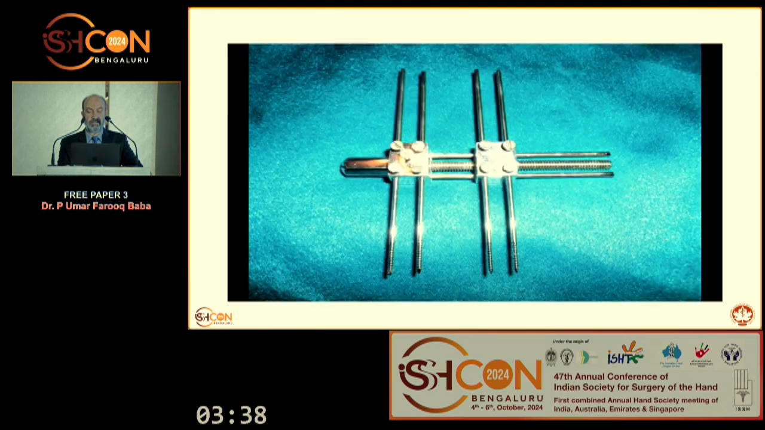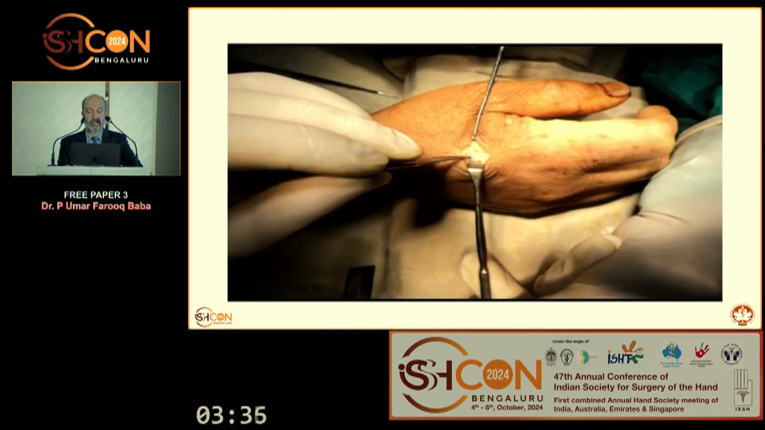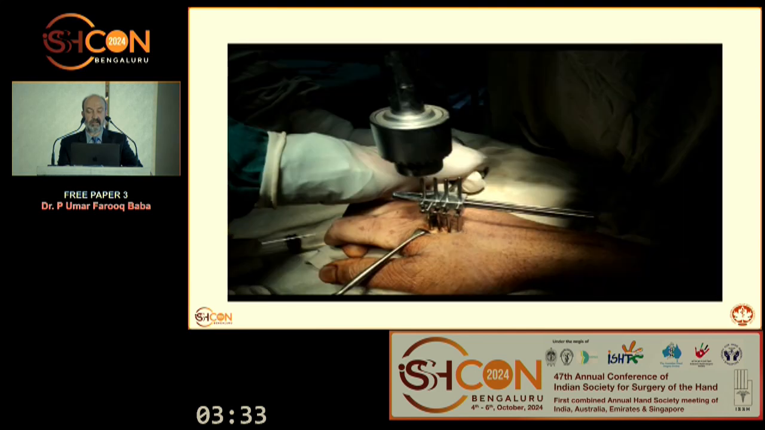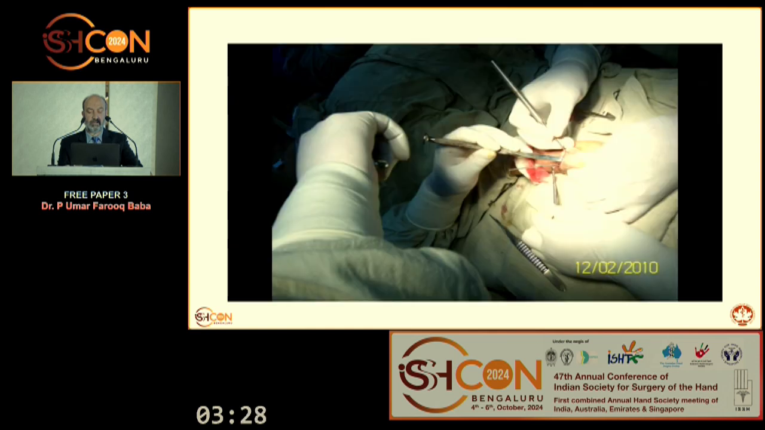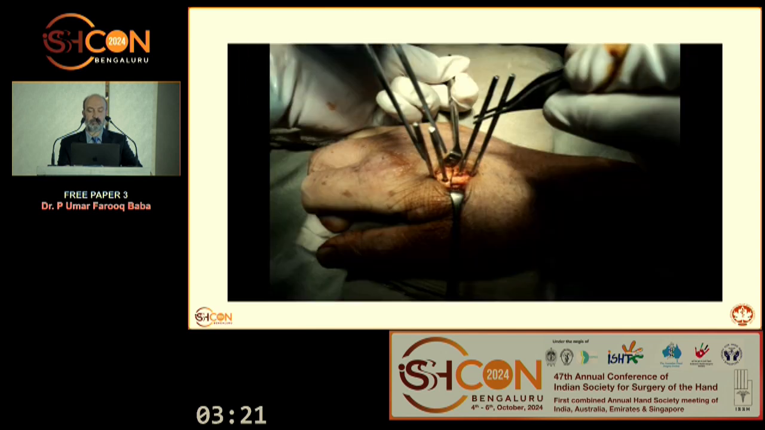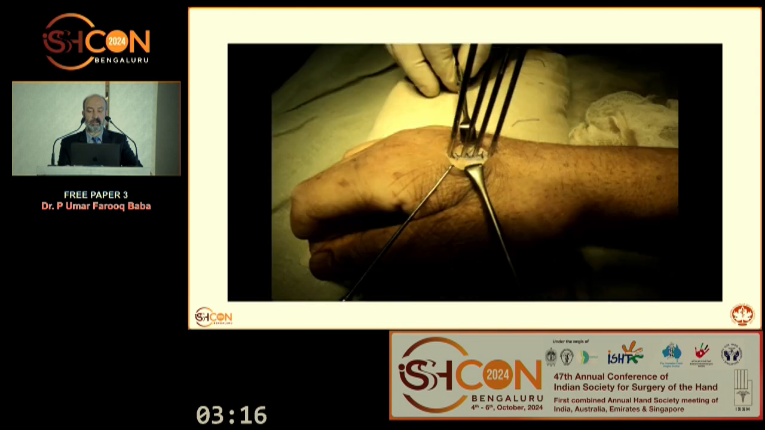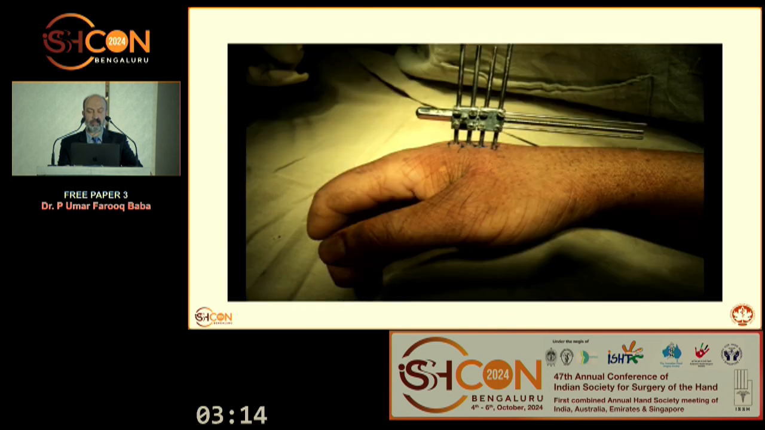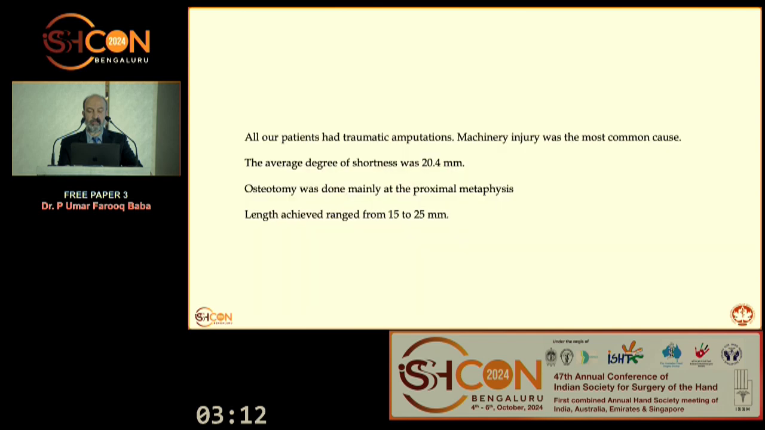These are the Schanz pins. This is the assembly. This is the second incision made. The fixation of the pins. Now preparing for the osteotomy or corticotomy in between. And this is the closing of the periosteum. And this is the final. The average degree of shortness in our patients was 20.4 mm and the length achieved was 15 to 25 mm.